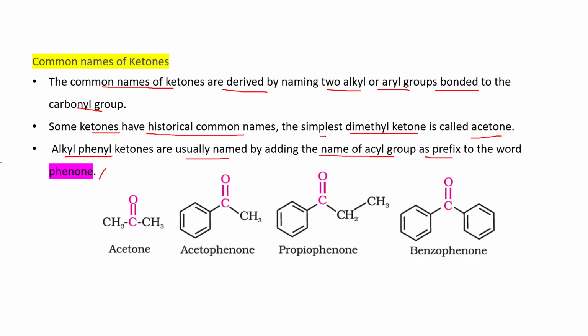See, this is the simplest ketone, acetone, CH3COCH3. Now this is acetophenone. This aceto is coming from this acyl group. Now this is propiophenone. This part is from propionic acid. That's why it is propiophenone. And this is benzophenone.